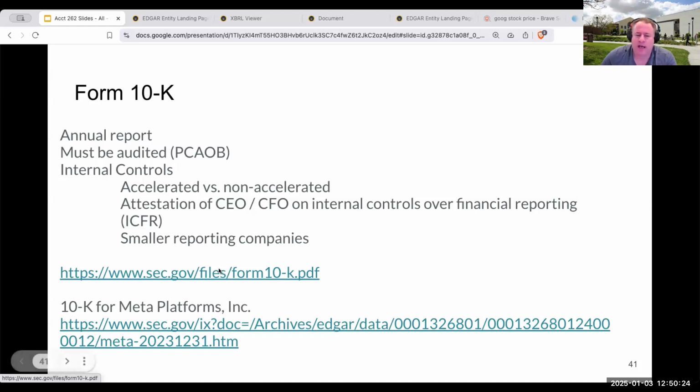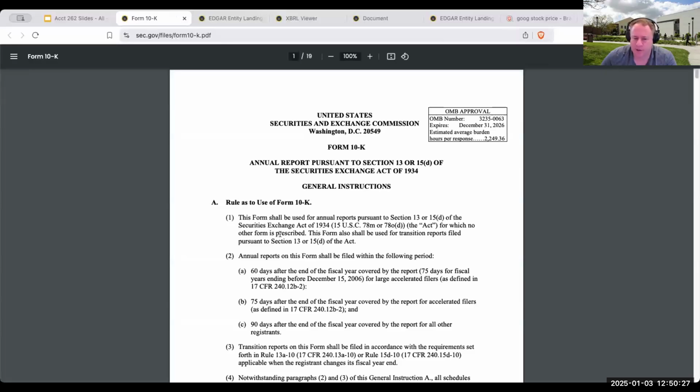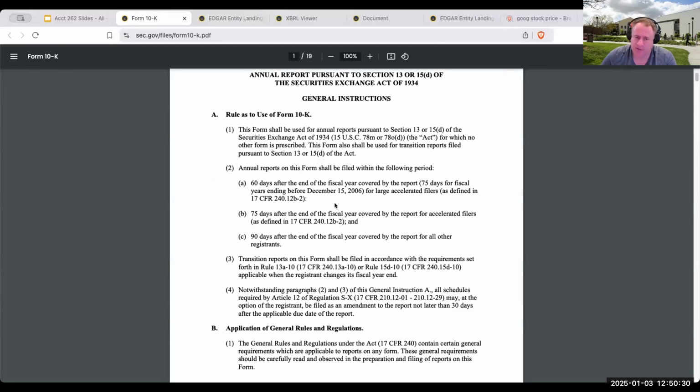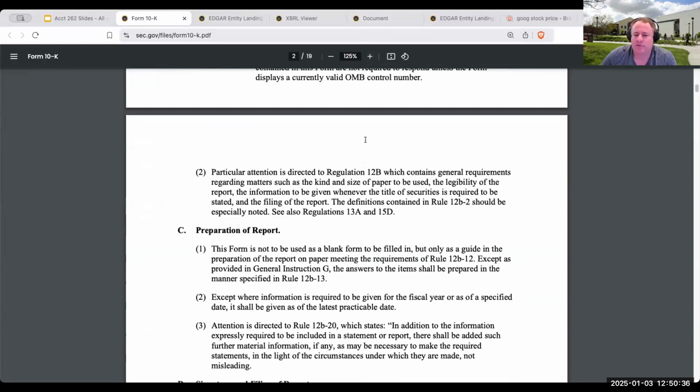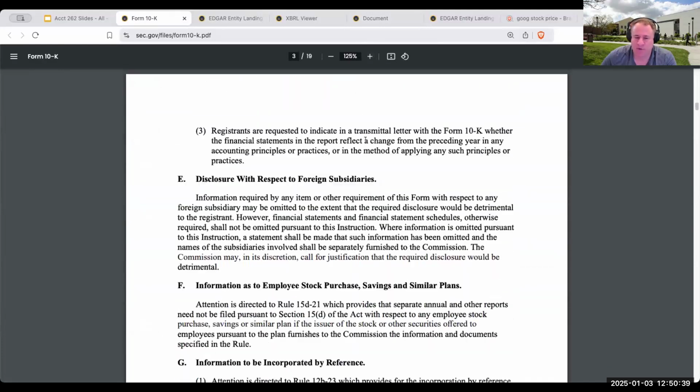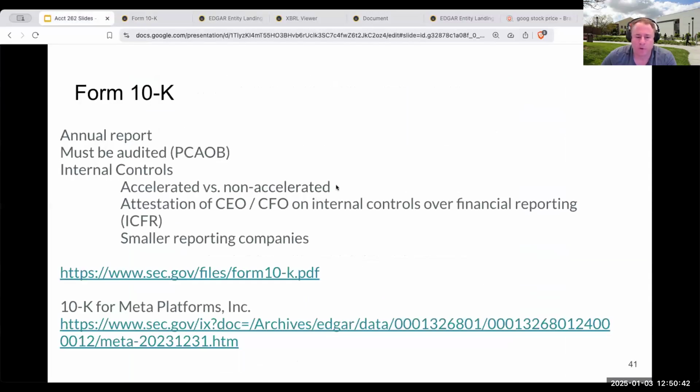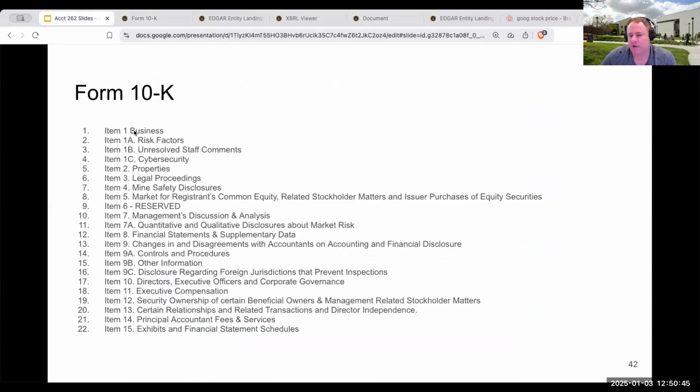So if I go ahead and look at this document here, which I'll be including, these are like the instructions in terms of how you file a 10K. And this is basically how they want you to prepare the report. I've detailed these out here: business, risk factors, unresolved staff comments, cybersecurity, properties, legal proceedings, mine safety disclosures, market for registrant's common equity. You look at all these different requirements of this form.